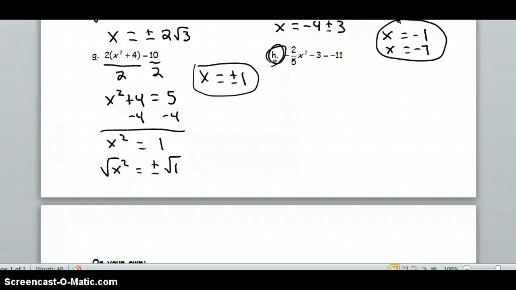And I will give you a hint on this one. It's very similar to when I had 1/3 and I multiplied by 3. But eventually here I will first add the 3 and then have to multiply by negative 5/2, the reciprocal. So I'm going to go ahead and let you finish H and then also I, J, and K, and we'll check those in class.